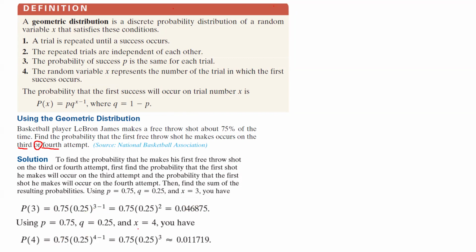Now our x is changing to 4. This is our exponent. So it is about 0.01, so it is now smaller. So the probability that shot made on 3rd or 4th attempt is the probability that x is 3, or the probability that x is 4, which is about 6%. So this is the definition of geometric distribution, the probability, and then one example for you.